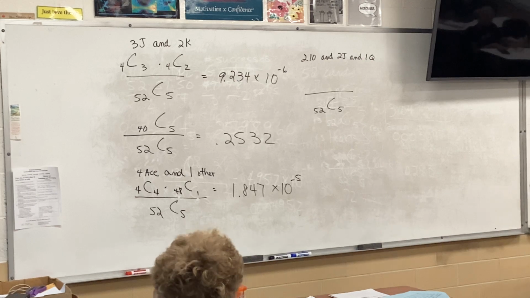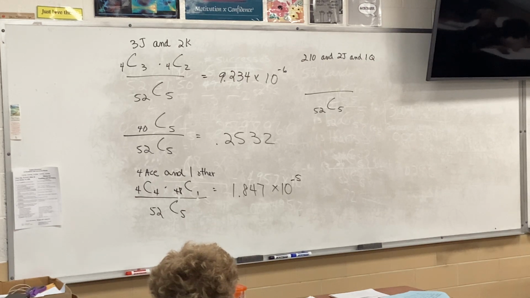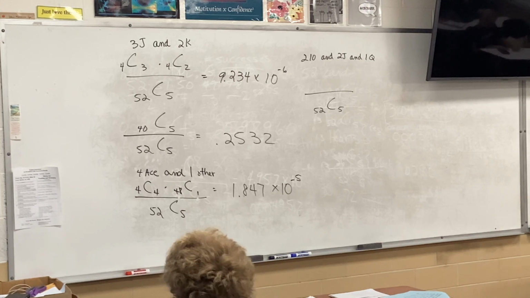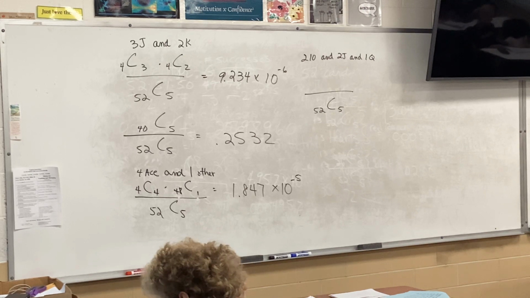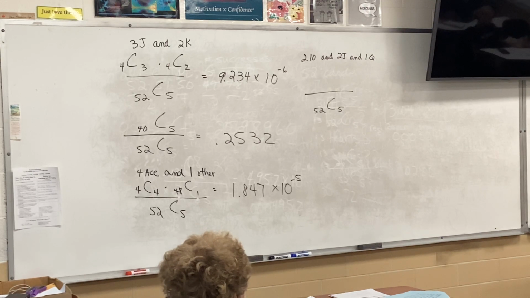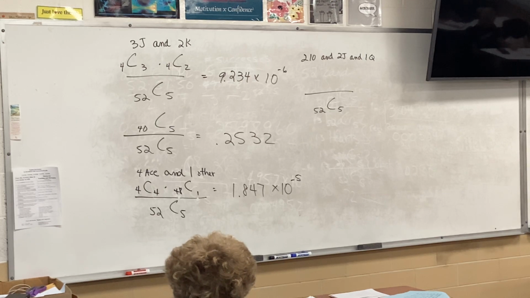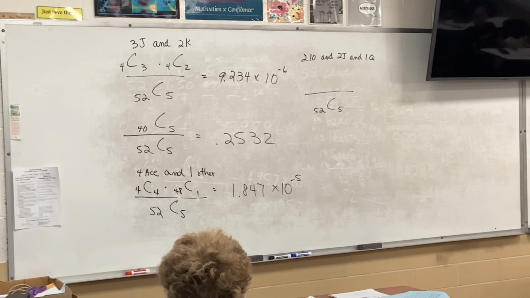First number, you're going to set up a C combination. First number is how many you got to pick from. How many tens are there to pick from? 4. How many are you actually picking? 4C2. All right? Now, I want 2 jacks.